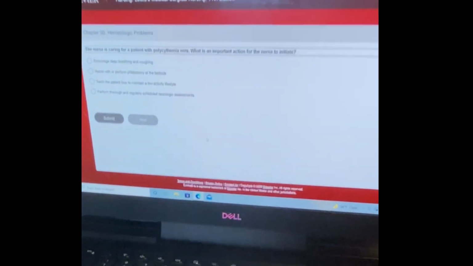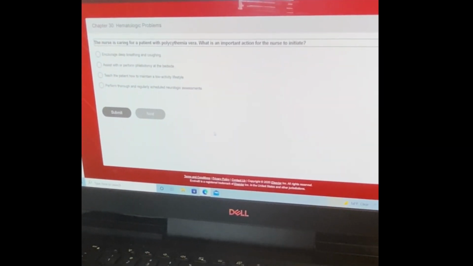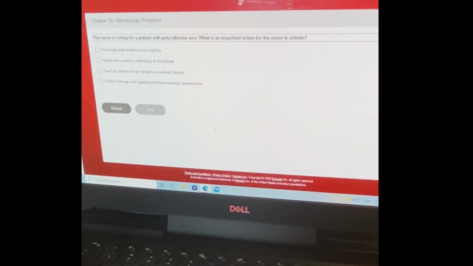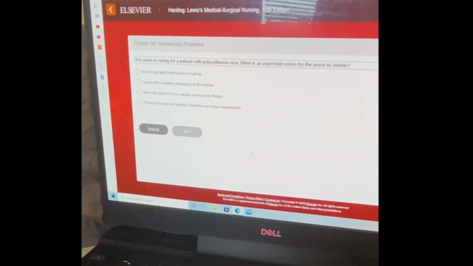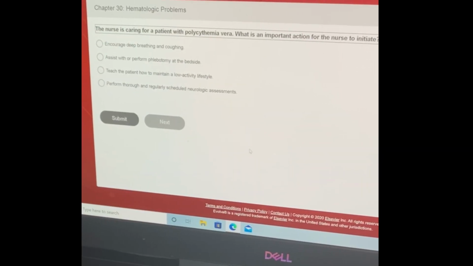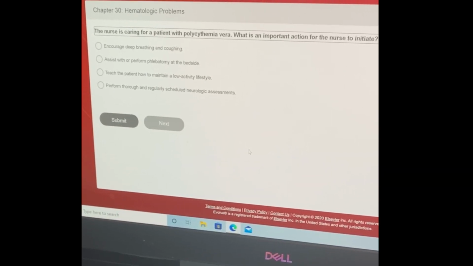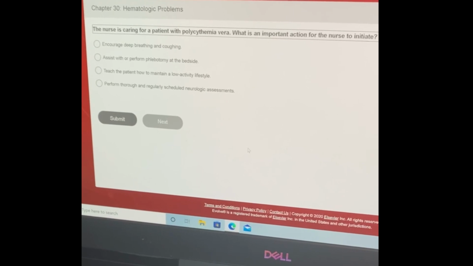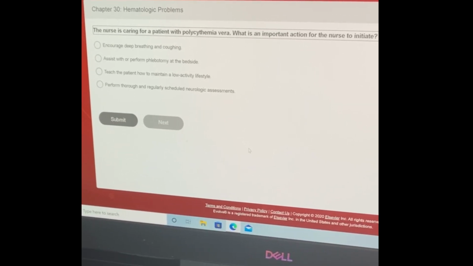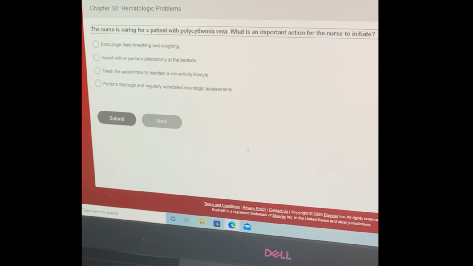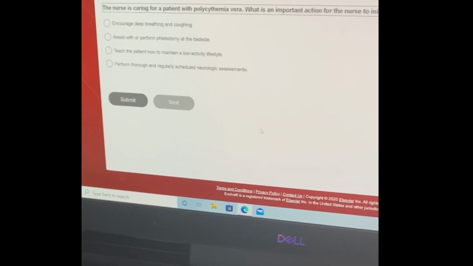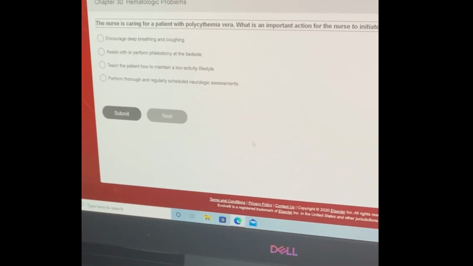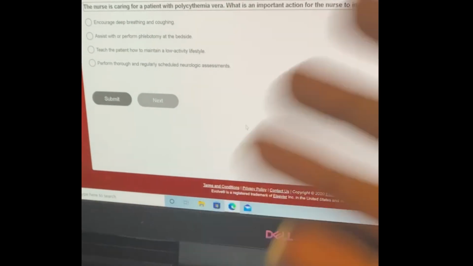You said manifestation. Okay. The nurse is caring for a patient with polycythemia vera. What is an important action for the nurse to initiate? Okay, so poly is multiple, because mono would be one. So they're dealing with multiple themia something. And we're talking about blood. All these questions are about blood. Okay, so they're producing a lot of blood cells.